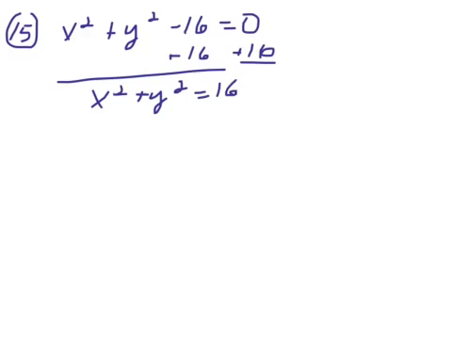So they're just messing with the equation and moving terms around. And if you think about it, this would have a center of 0, 0, since we don't see anything subtracted from the x or the y. And then the radius would be the square root of 16, which is 4.